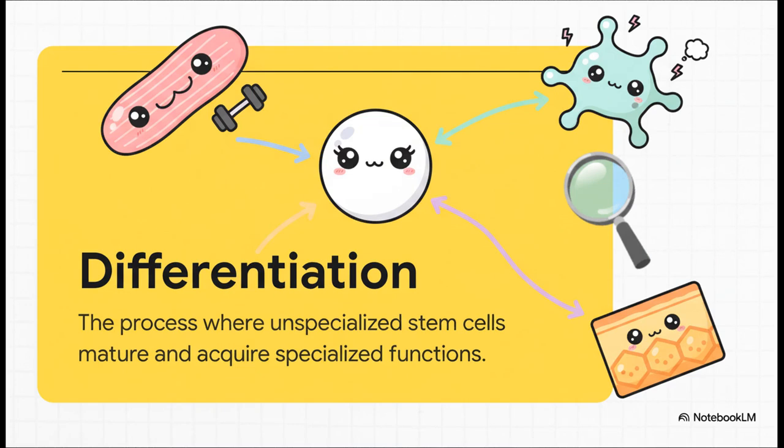Next up, we have differentiation. See, it's not enough to just have a giant pile of identical cells. They need to specialize. It's like an unspecialized stem cell gets a set of instructions telling it what its job is going to be. You're going to be a muscle cell that contracts. You're going to be a neuron that fires signals. They all have to choose a career.